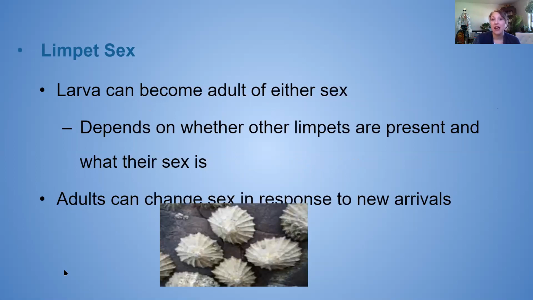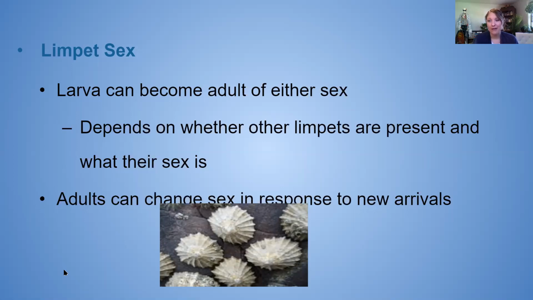So limpet sex. A limpet is kind of like a barnacle. It stays on the surface of a rock or some sort of underwater surface, and it's kind of like a shelled organism. So they don't move very fast, and usually wherever they plant themselves, that's where they stay for the majority of their life. But limpets have the ability to actually change their gender depending on what other genders are around them.